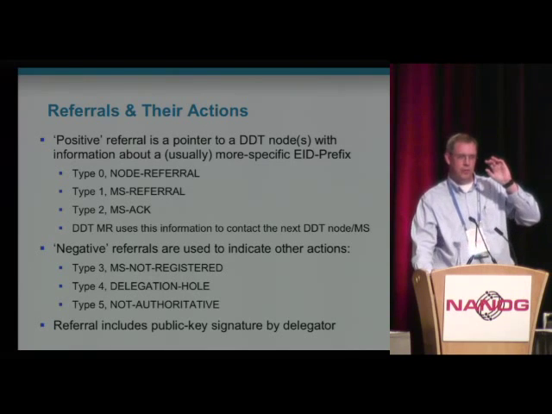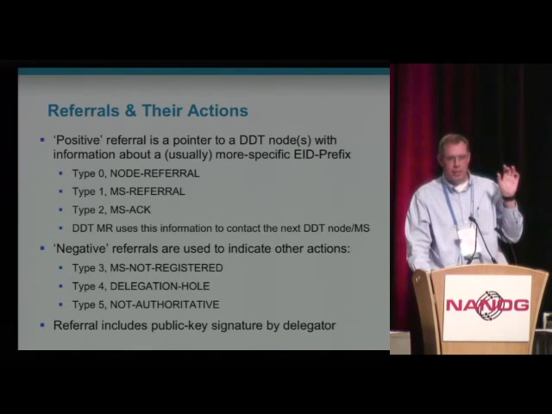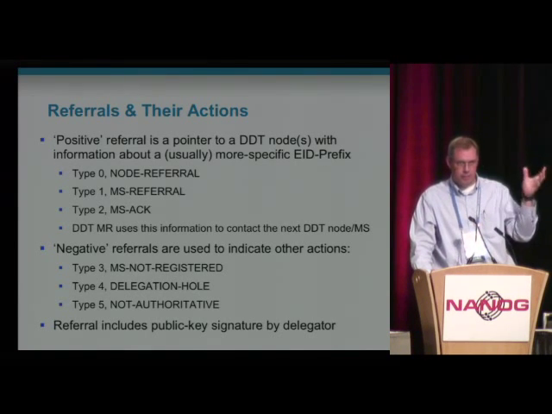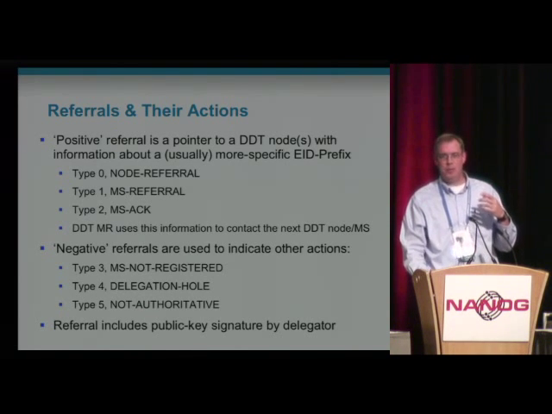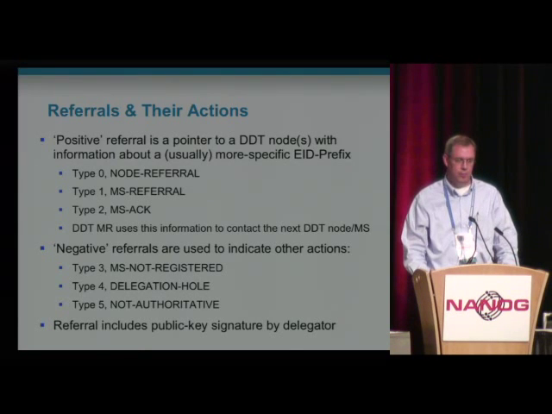The idea is that a map server can be aware of a set of prefixes but might not have anywhere to send them until an ETR registers for them. There's an idea of a delegation hole. There could be part of the prefix that hasn't been successfully delegated out to another DDT node, so we don't have anything more specific to say about it, or not authoritative. That's the idea that somebody has made a mistake. They've asked for a prefix that this node isn't authoritative for.